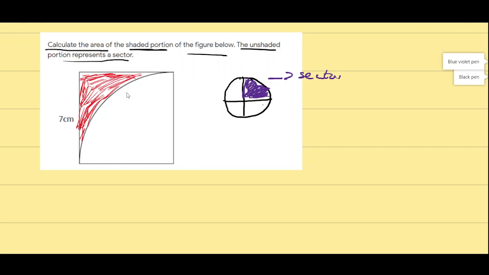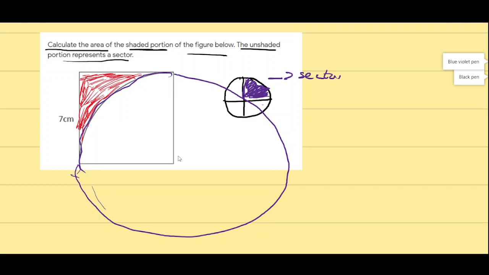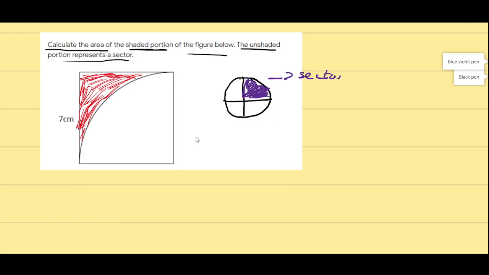Like only this part, just assume this part is part of a big circle. So just assume it's part of a big circle this way. Not the best circle in the world, I know, but this is just what we have for now. What we have, we'll do with it. So this is what it means, that this part represents a sector. So let's see how we can solve this problem with the knowledge of this sector.